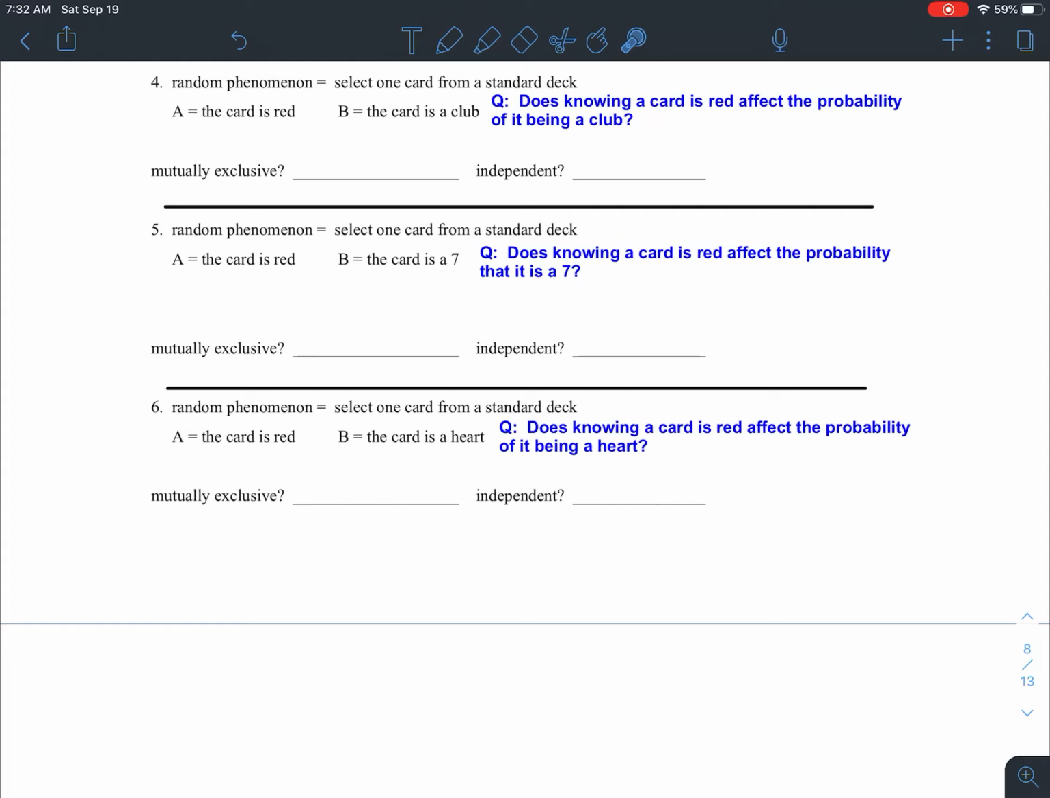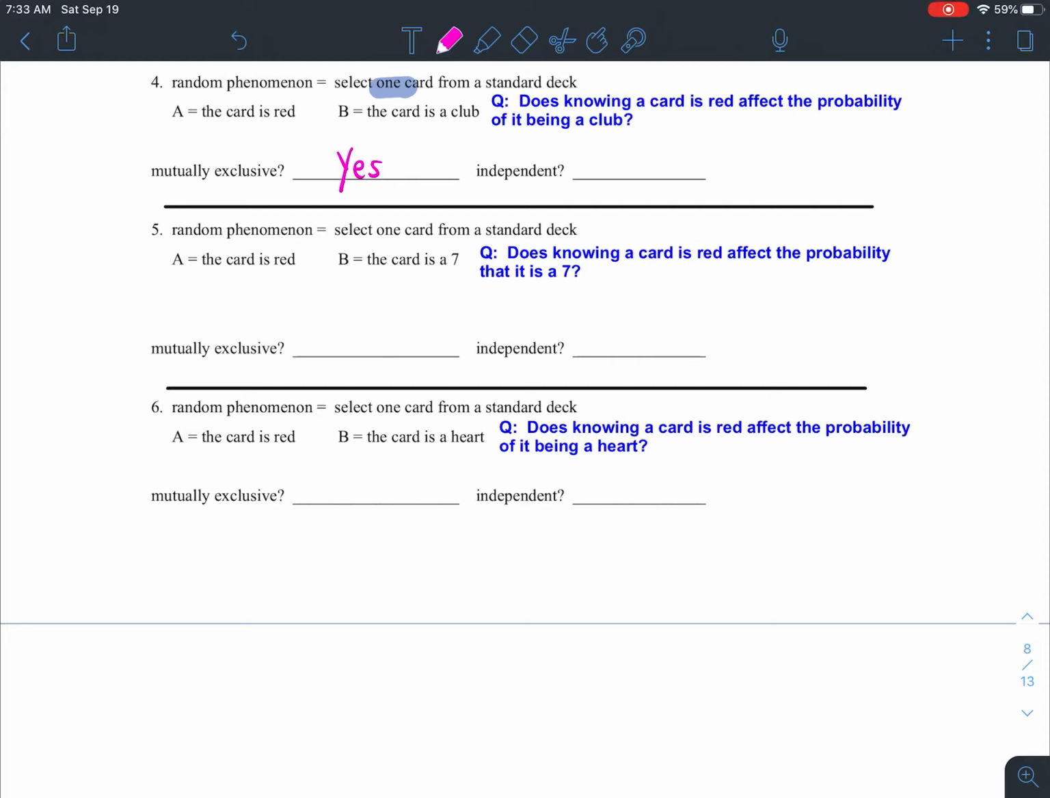All right. Let's go on to number 4. The random phenomenon is to select one card from a standard deck. Event A is that it's a red card. Event B is that it's a club. Could I select one card, it's just one card, not two, and that card fall into both of these categories, red and club? Okay, the answer is no. So that means those two events are mutually exclusive.